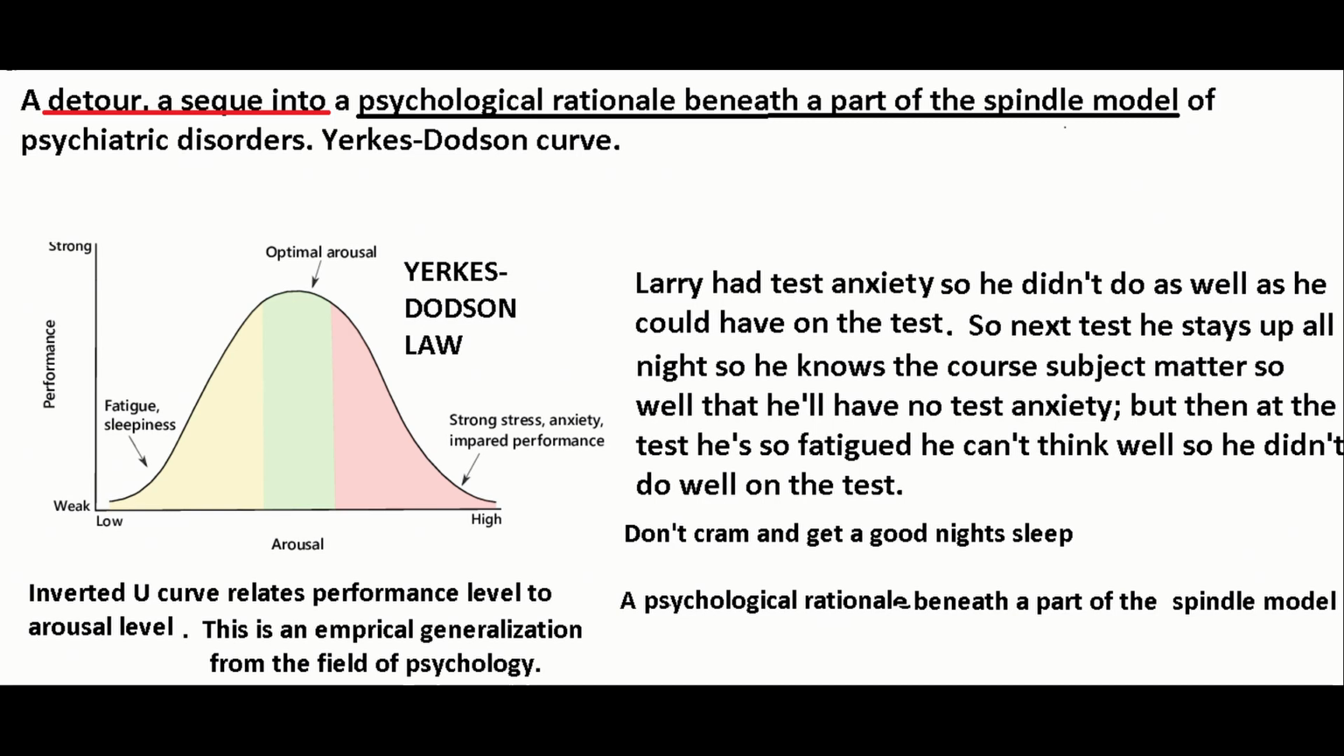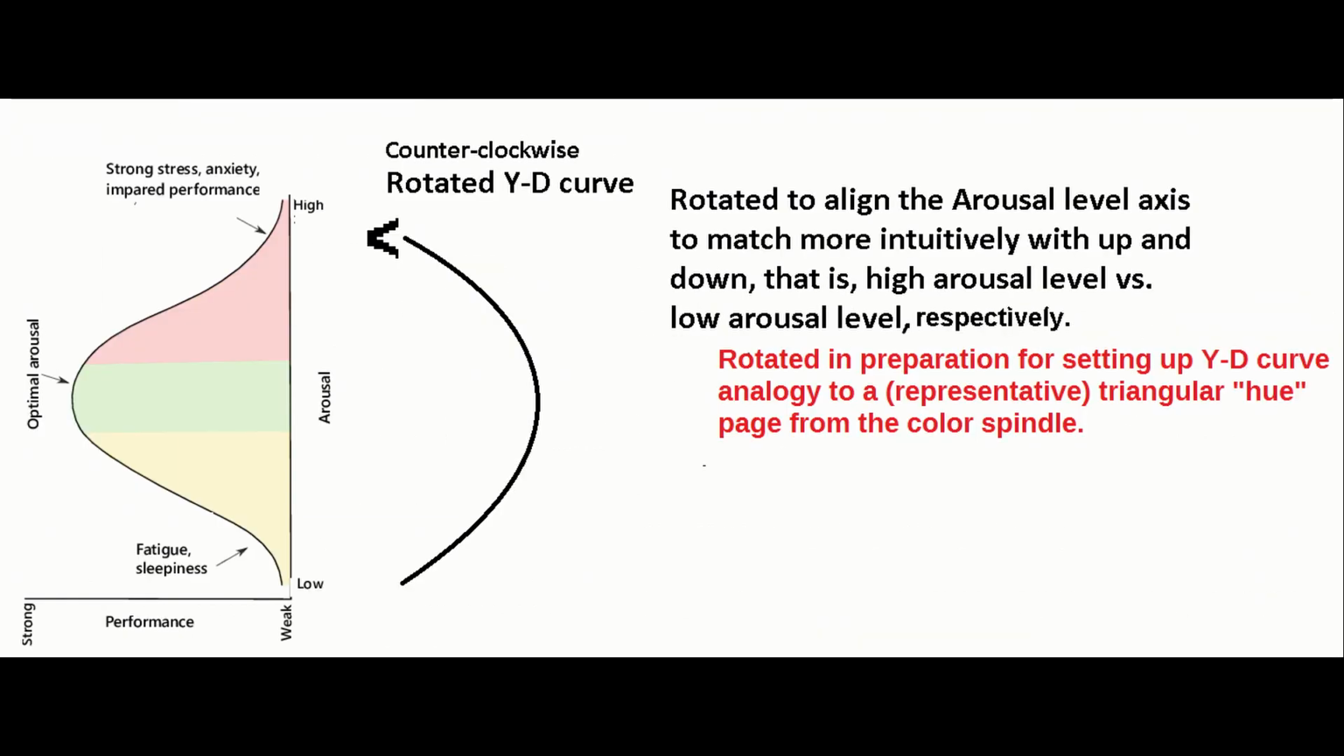Then he goes to take the test and he's so fatigued that he doesn't do well on the test either. And so basically it's an inverted U curve that relates your arousal level to your performance level. And I'm using this to sort of justify the analogy between these color triangles and this Yerkes-Dodson law. But what you have to do is rotate it, so that's what this curve shows. And so your arousal level is low at the bottom, and the high arousal state is up at the top, just to make it more intuitive.